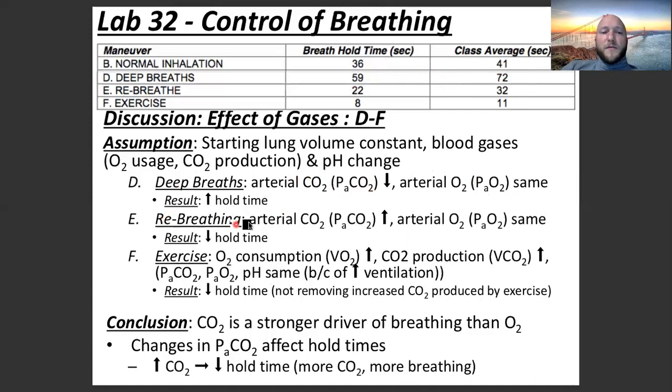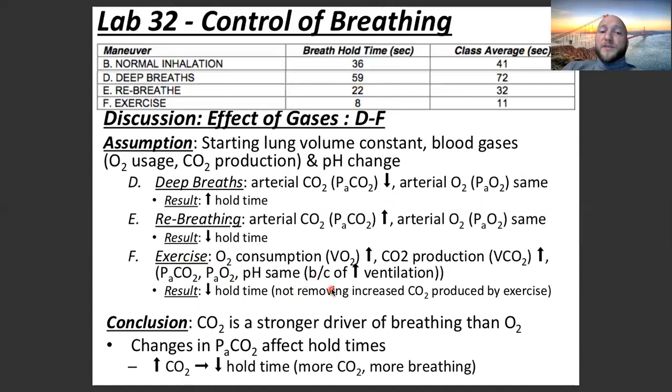And for E, rebreathing, we're assuming that O2 stays at 99, 100%, but CO2 increases. Remember, we're breathing back in air we just exhaled, so we're breathing in CO2-rich air. So CO2 levels in our bloodstream increase. Look at the rebreathing numbers, about 22. So that decreases our holding time.